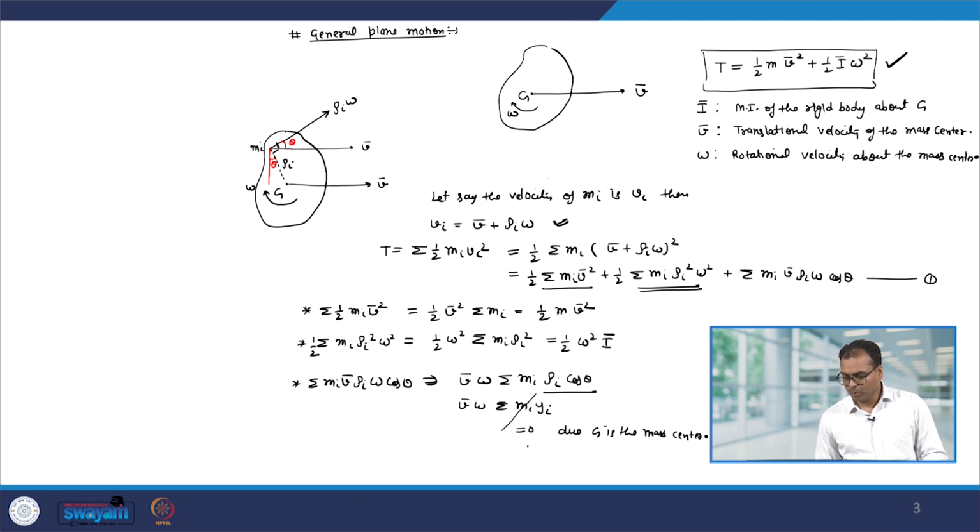Okay. So, if we put this in 1, then we have T equal to half m v bar square plus half I omega square.